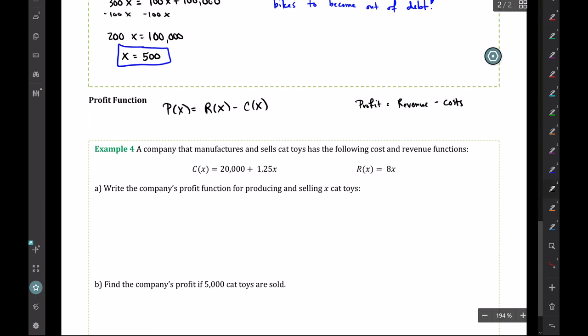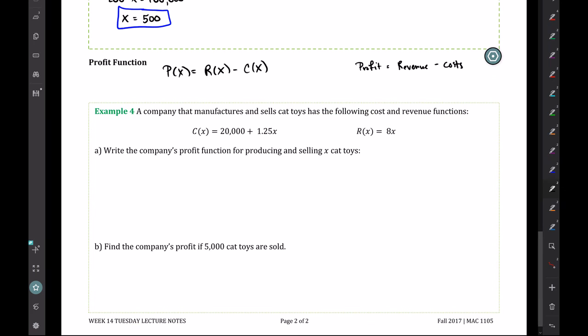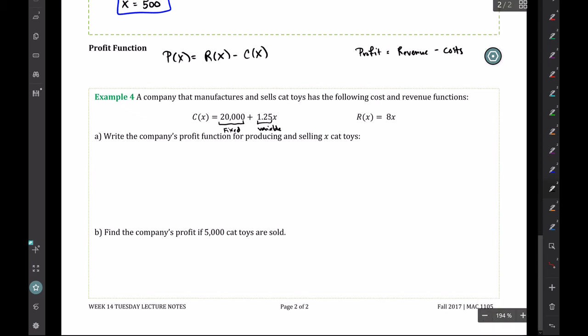So in example 4, it says a company that manufactures and sells cat toys has the following cost and revenue functions. So the cost function is 20,000 plus 1.25x. So you have a fixed cost of 20,000 and a variable cost of $1.25 per toy, I guess. And then your revenue function is 8x. That means you make $8 for every cat toy you sell. So it says write the company's profit function for producing and selling x cat toys.